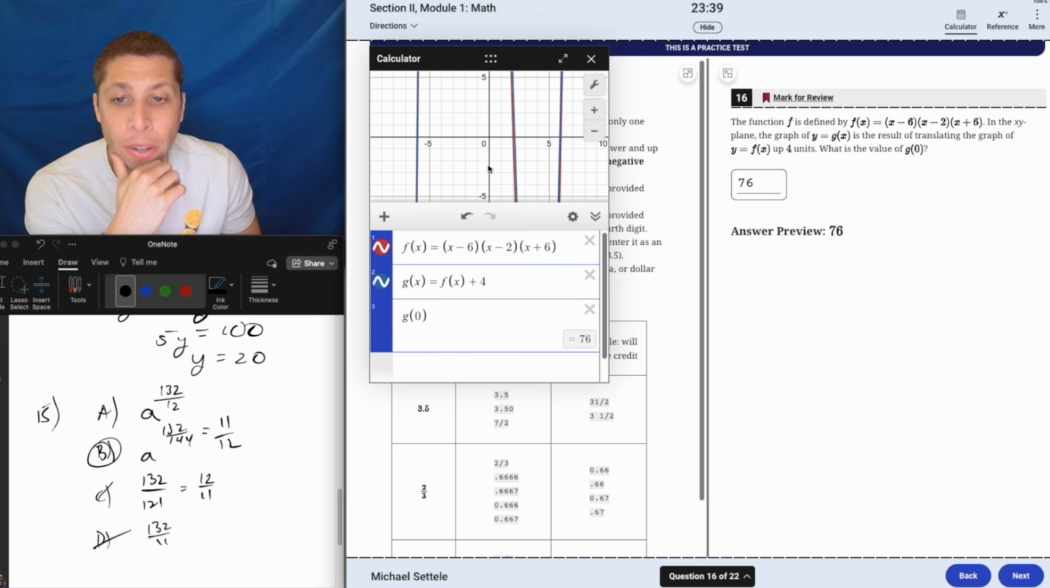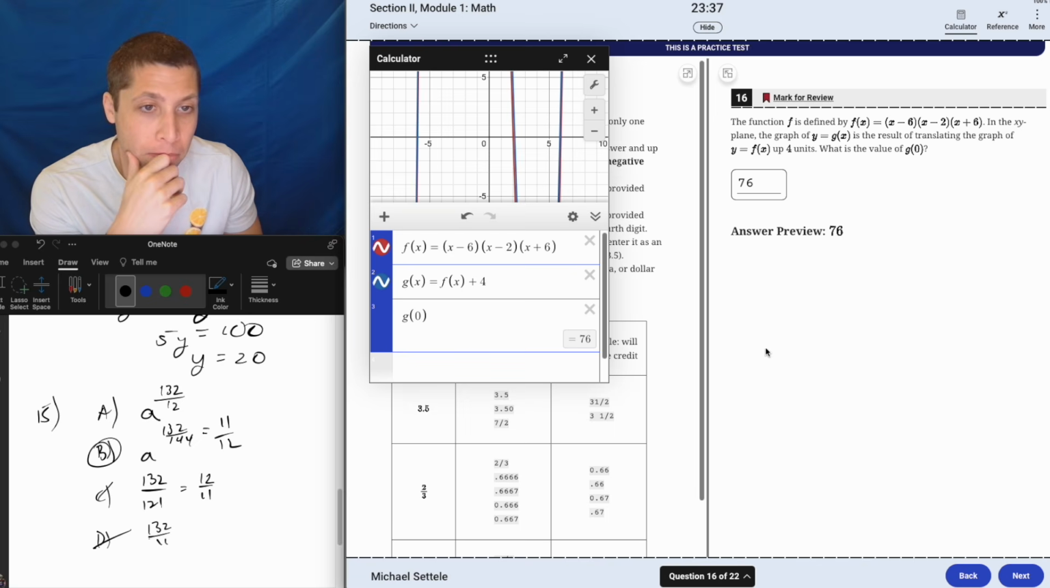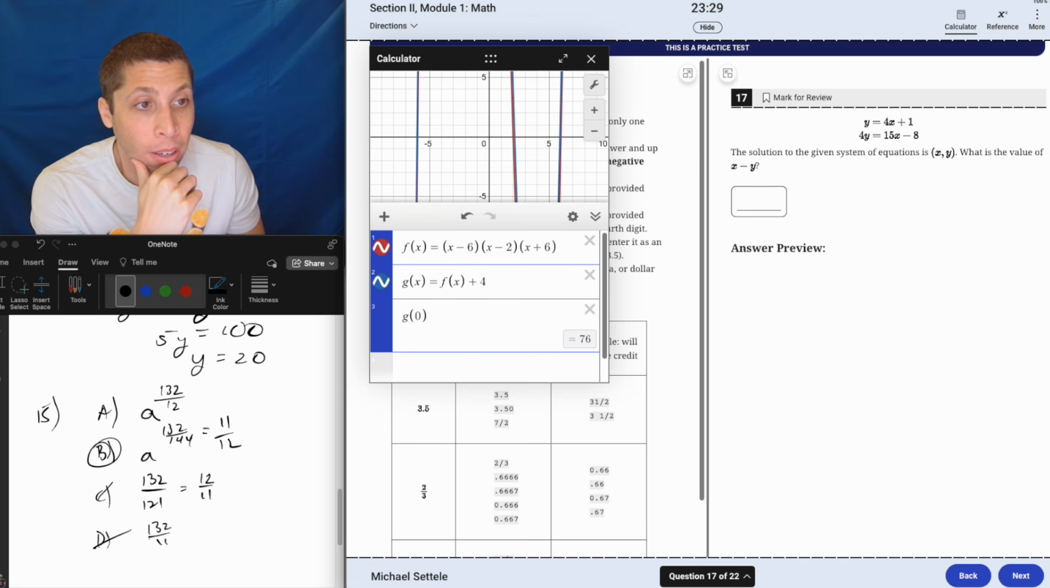Sure, I can find another way to do this, but I'm not unsure. I trust the process here. I typed everything right. This would just be to come back and check. Perfect.